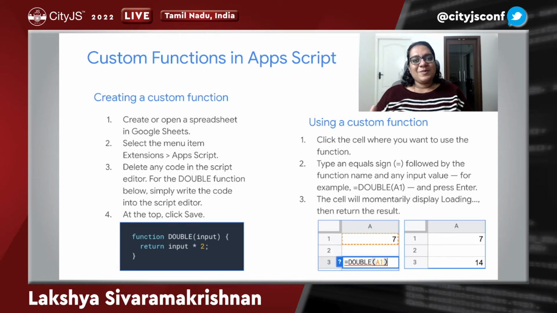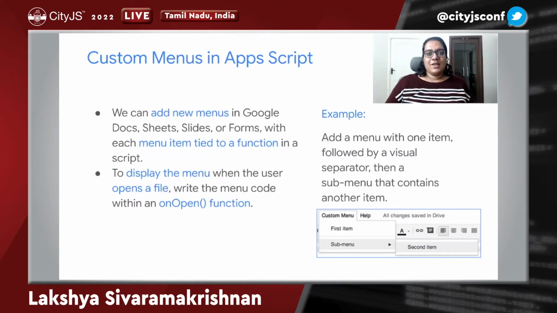So this is how we can create custom functions. Very easy, isn't it? Let's now see how we can create custom menus in AppScript. We can add new menus in Google Docs, Sheets, Slides, etc. with each menu item tied to a function in a script. To display a menu when the user opens a file, we write the menu code within an onOpen function. Here onOpen is a trigger.